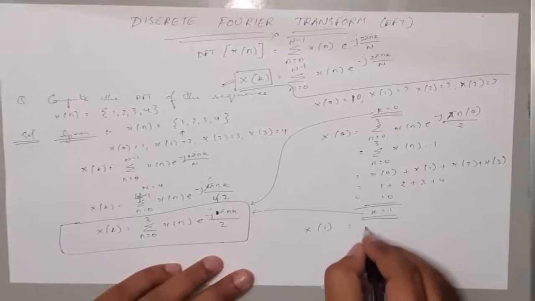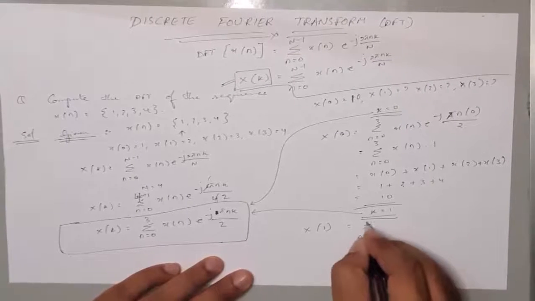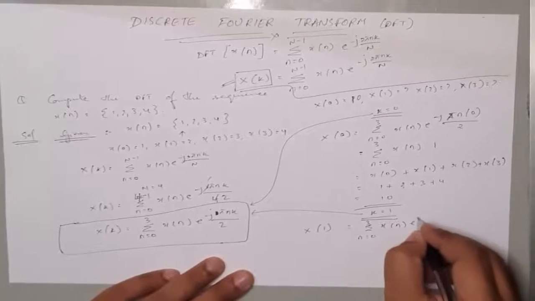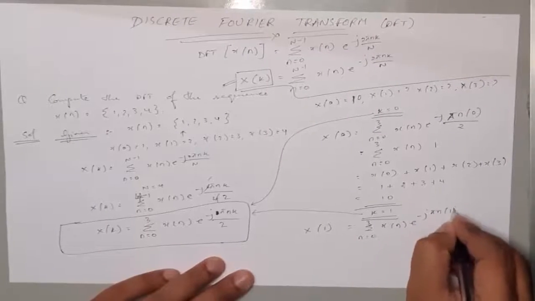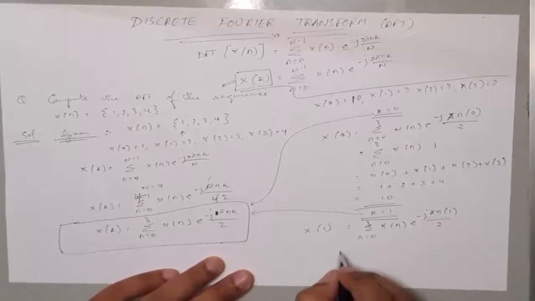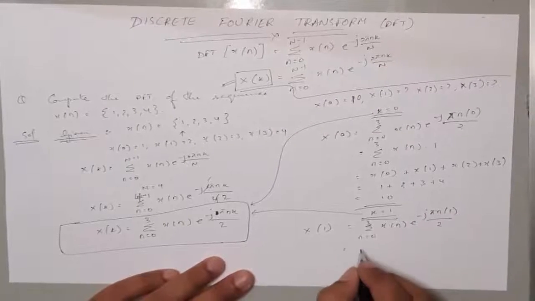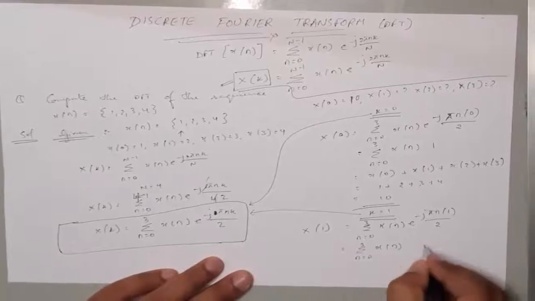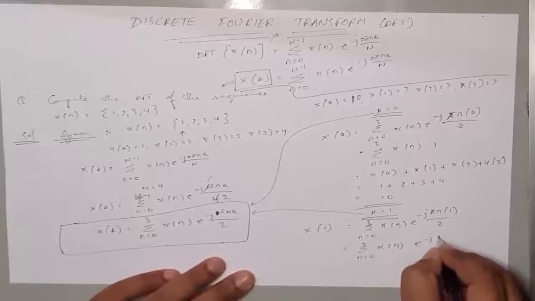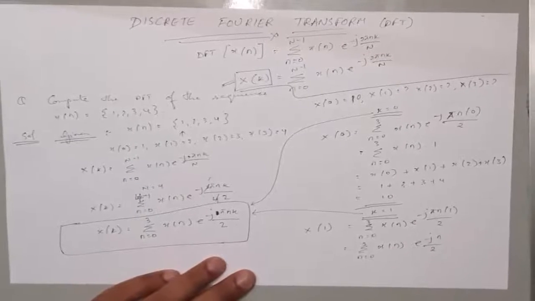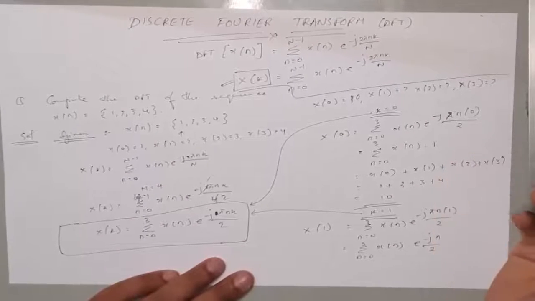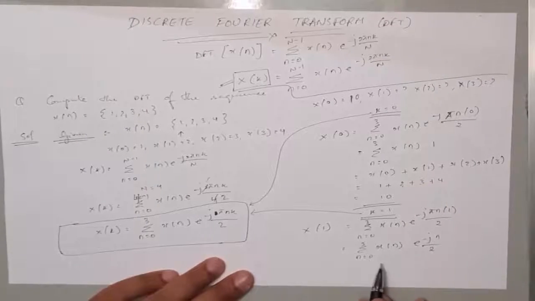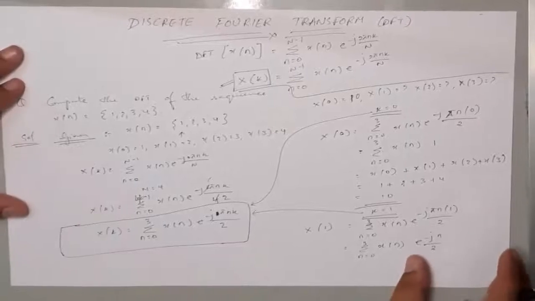Okay. So summation of n is equal to 0 to 3, x of n e power minus j k pi n into 1 by 2. So this will become summation n is equal to 0 to 3, x of n e power minus j k pi n by 2. Here we are not able to solve this directly, it is not simplifying to 1 as we got before. So here we need to expand this.